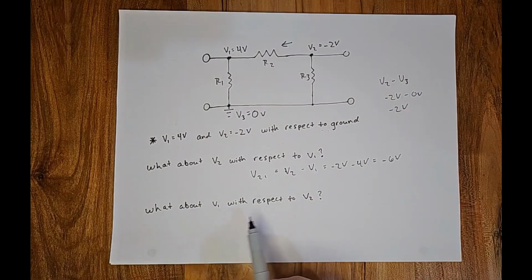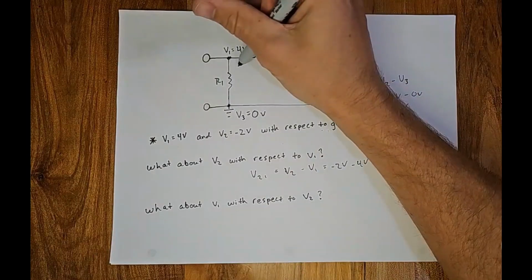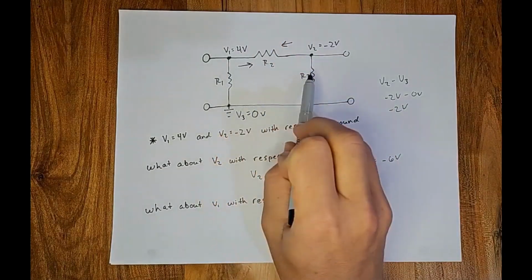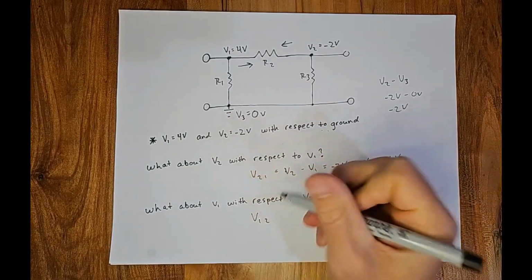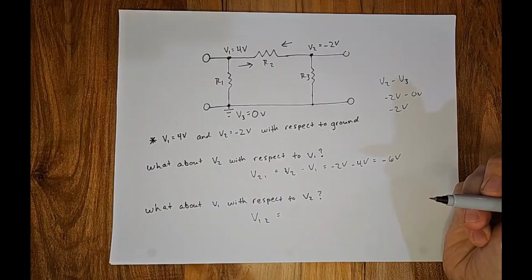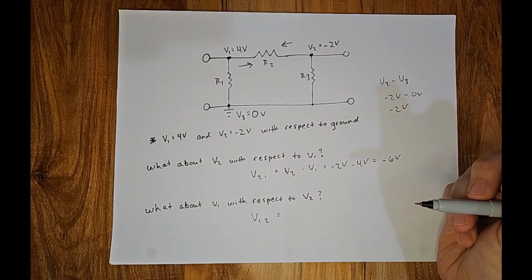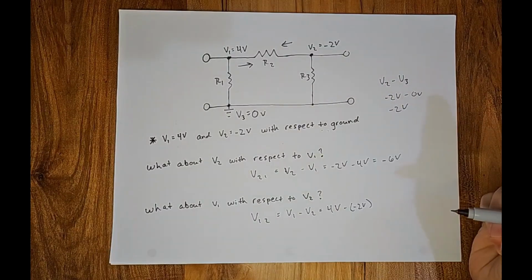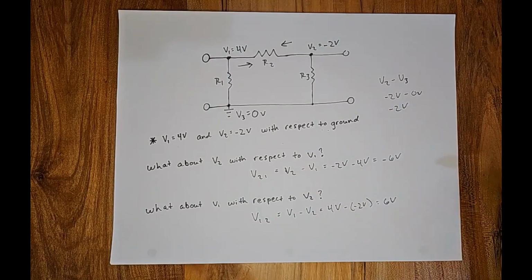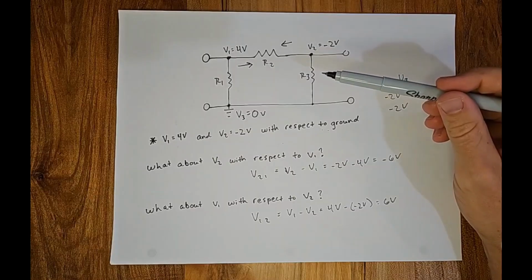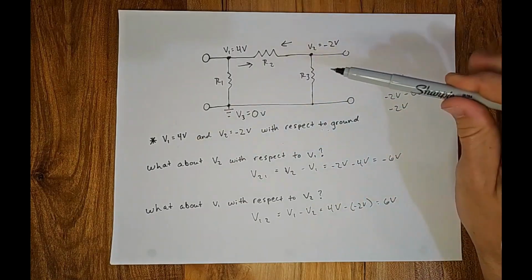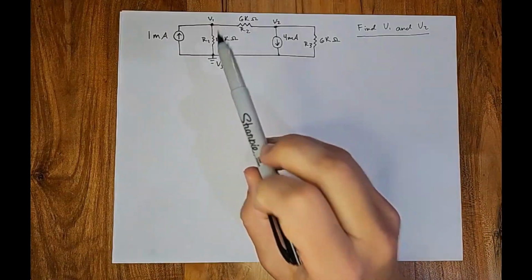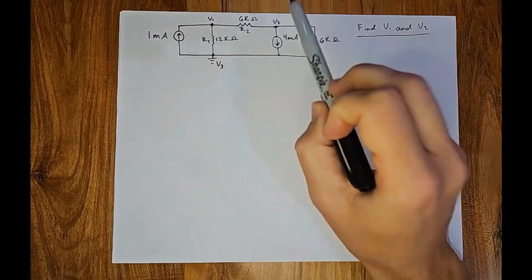What about V1 with respect to V2? So now we're going to go this way, V1 to V2. V12 is going to equal V1 minus V2, which of course is 4 volts minus negative 2, positive 6 volts. Seems like it'd be straightforward, but this is the concept that's going to throw a lot of people off when doing these larger problems. So truly understand this, and I think this is going to be the thing that will get you through.